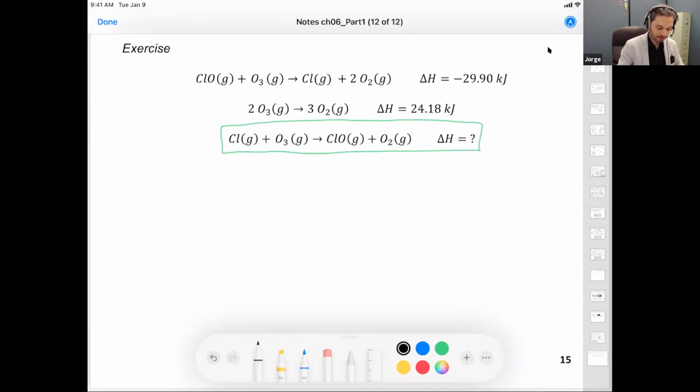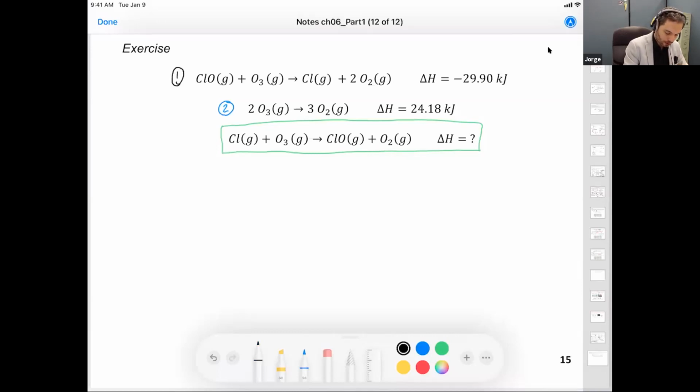The information that we have is that we know the delta H for equation number one, and we also know the delta H for reaction number two. So how can we manipulate these two equations to get to the delta H for the third reaction? Let's first look at what we have in the problem and look at the first equation and see what they have in common.